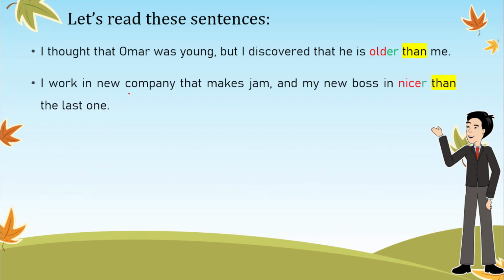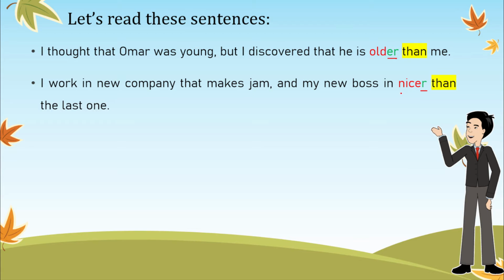Next, I work in a company that makes jam, and my new boss is nicer than. Okay, so there is something different between this one and this one. Here we added er, but here we added just r. You see? So here we have er, and here just r. Why? Because here the last letter is D, and here the last letter is E. So we don't add double E then R. No, we just add R.